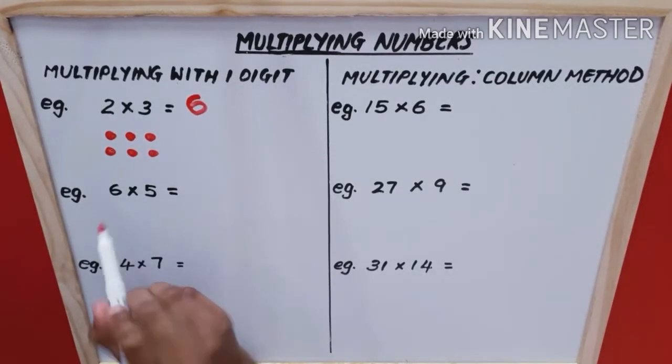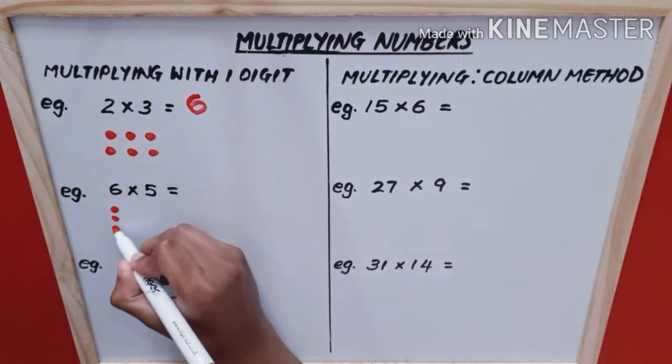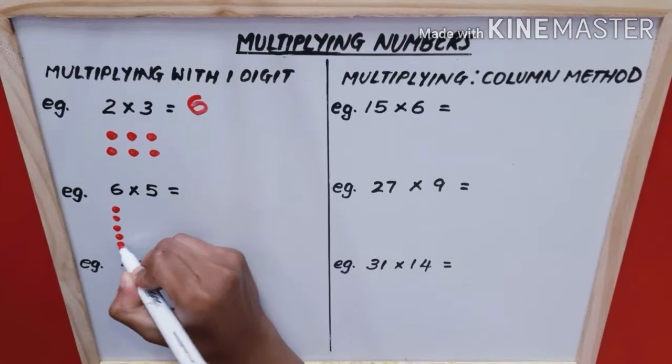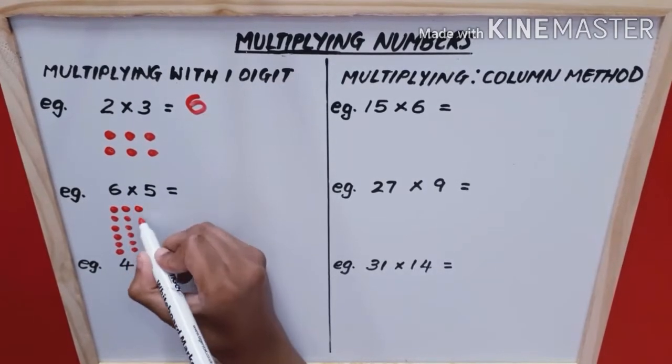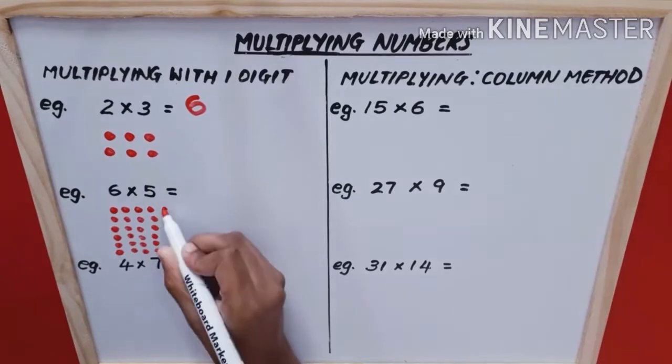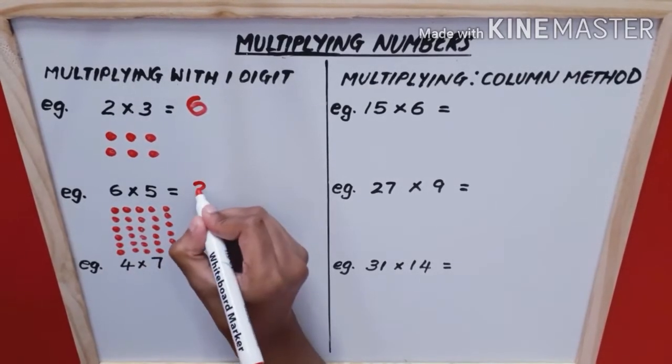We have 6 multiplied by 5. This means 5 lots of 6. So you start off by drawing 6 dots and then you draw 5 lots of these 6 dots. Once you've drawn them all out, you add them all up and you get your answer as 30.